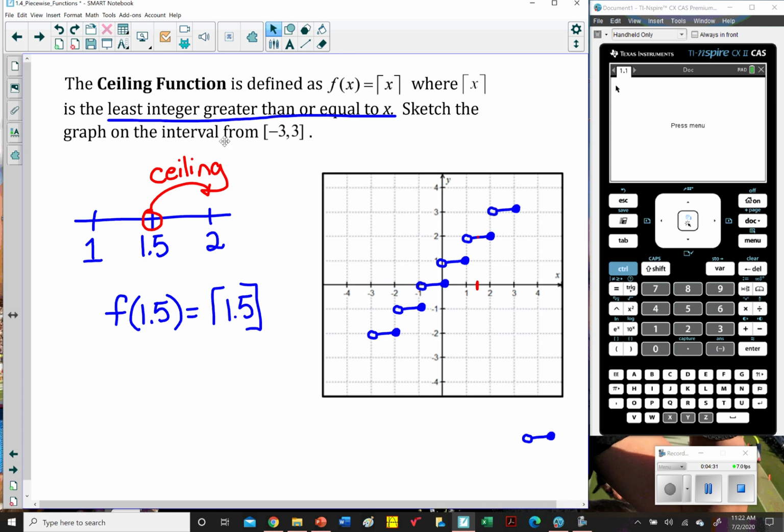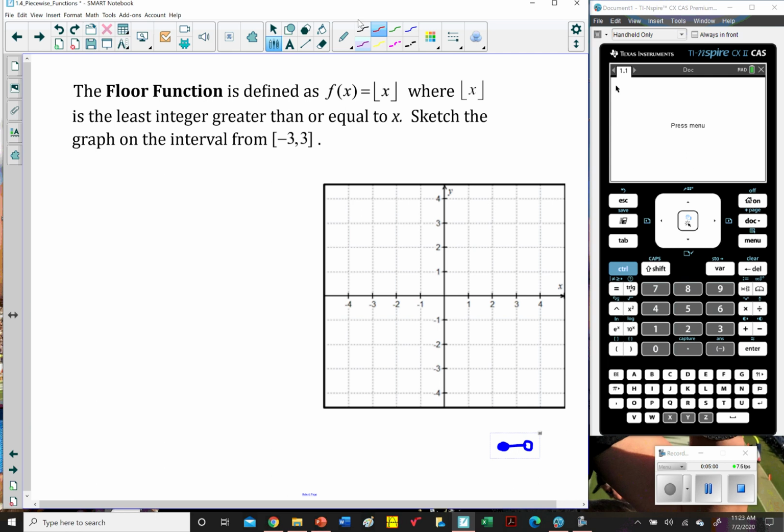And they asked us to graph between -3 and +3. So I'm starting at -3 and stopping at +3. I really should probably have some open parentheses here. This should more likely be open parentheses, stopping at -3. The floor function would be the same thing, only backwards.